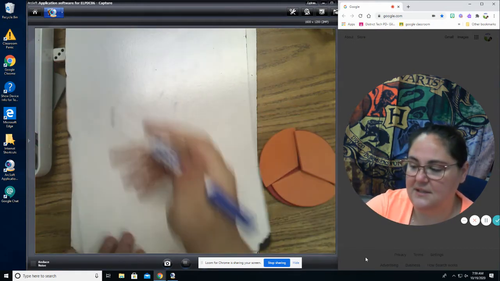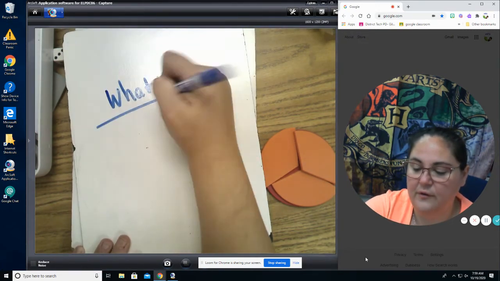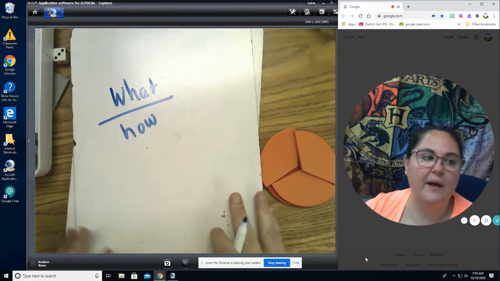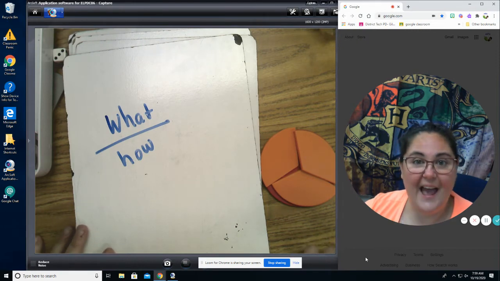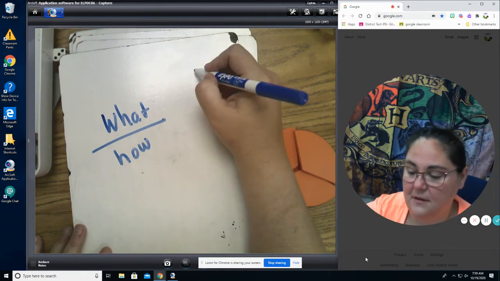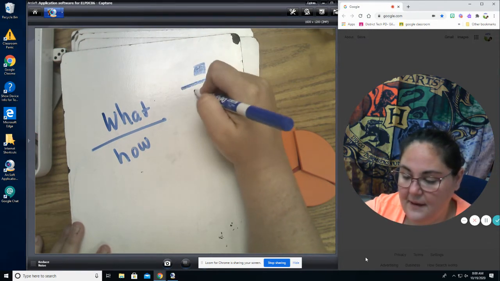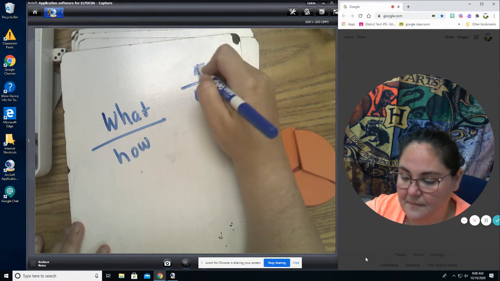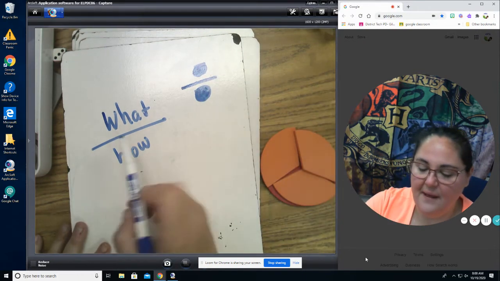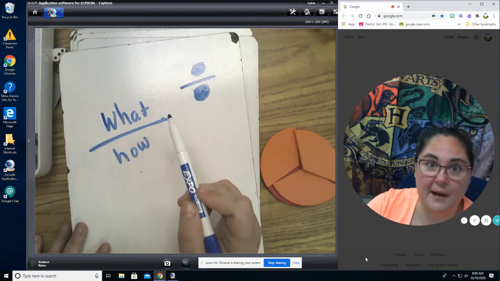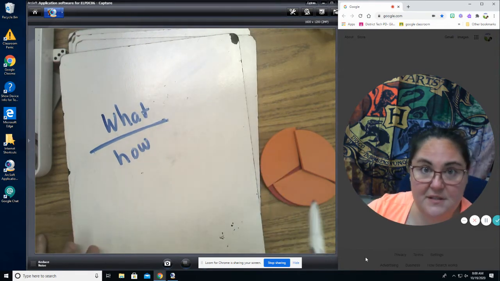One way you can think about this is you can think about what over how. That is a good way to think about fractions and division in general. If you think about a fraction, if you have a number on top and a number on bottom, what does that kind of look like? A division symbol. That means that this line basically means divided by. This divided by this. That's how you can think about fractions.